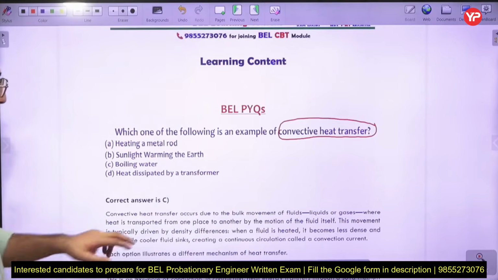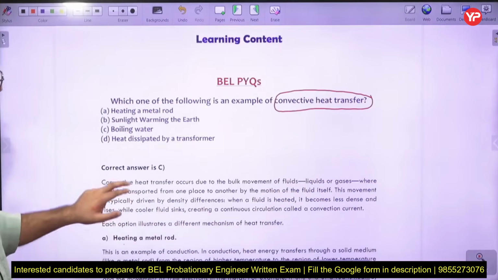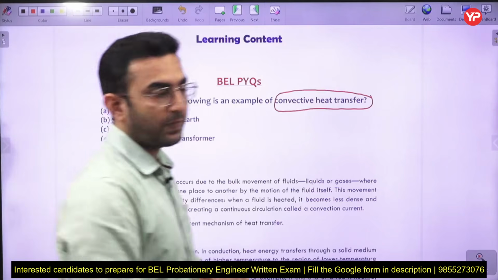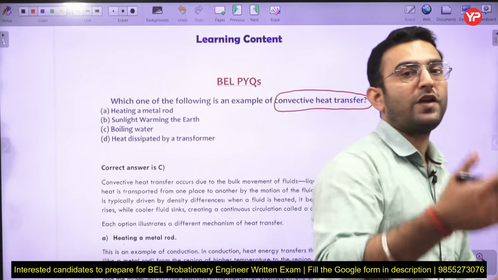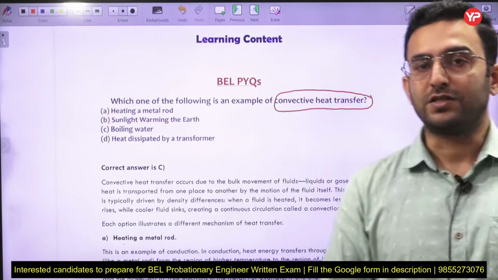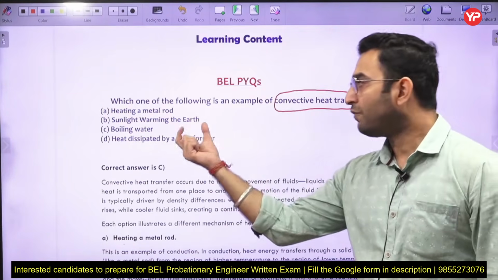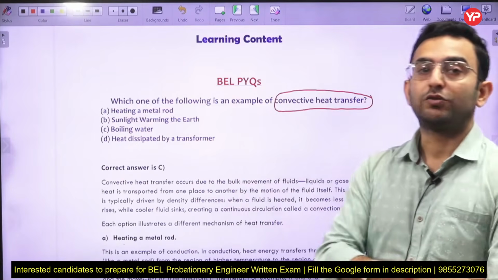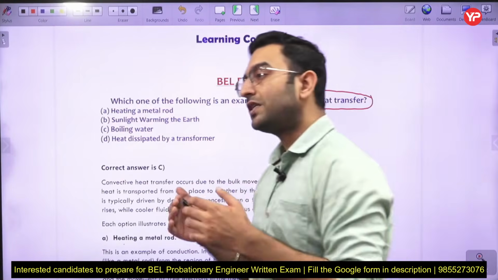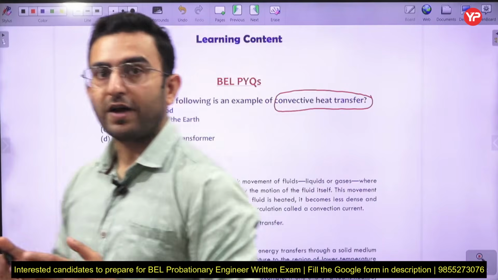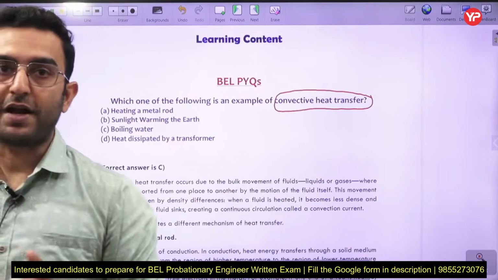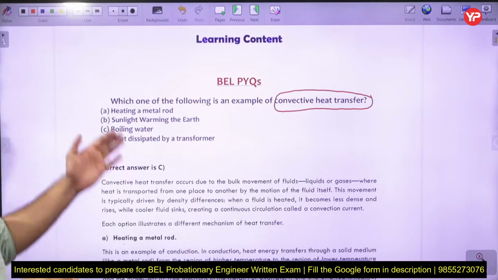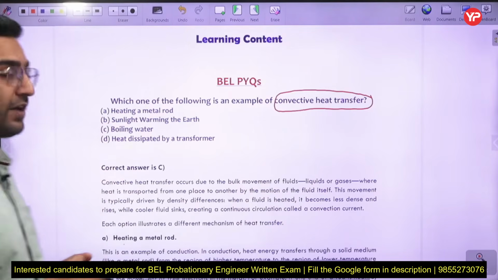Now coming to the second part, sunlight warming the earth. Sunlight coming from the sun comes in the form of electromagnetic waves, in the form of radiation. So the warm feeling of the earth due to sunlight is due to the radiation mode of heat transfer. Why? Because radiation does not require any medium in order to propagate from one part to another. This is the general phenomenon comprising radiation heat transfer.